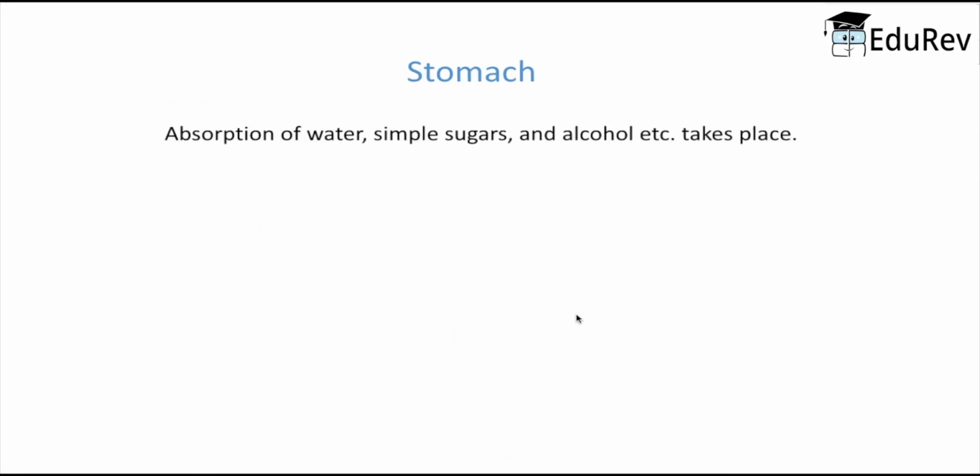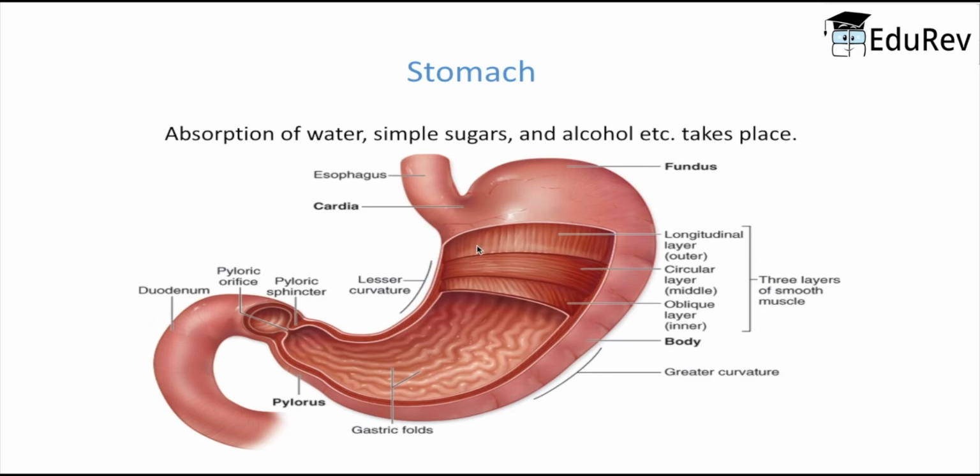Now coming to the stomach. Inside the stomach, the direct absorption of water, simple sugars and alcohol etc. takes place, which gets transported directly into the blood capillaries present inside the stomach. So here the absorption of what? Water, simple sugars and alcohol is taking place.